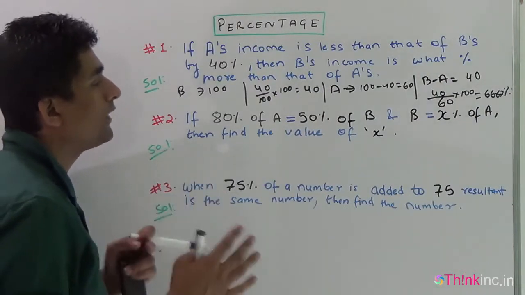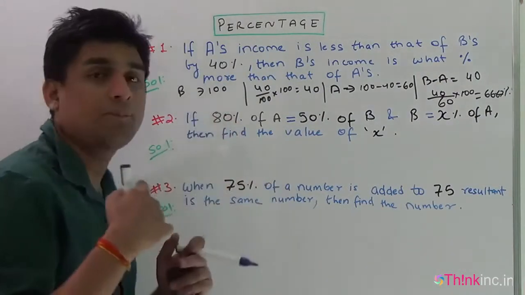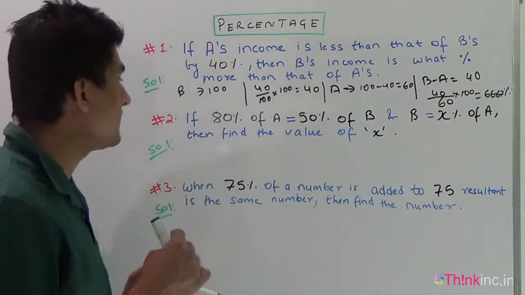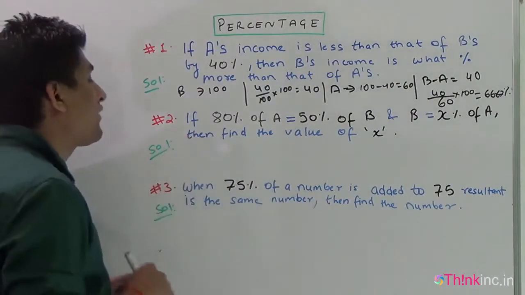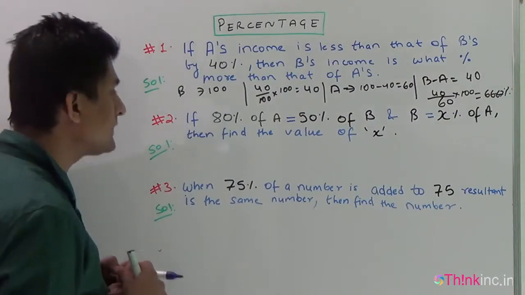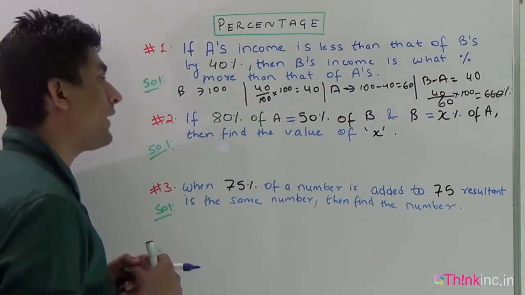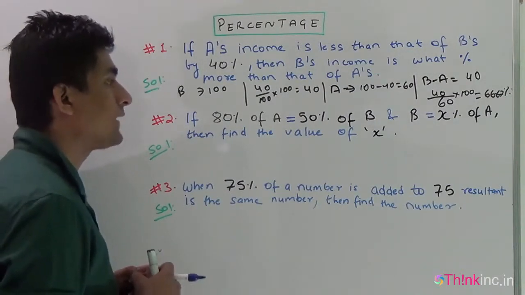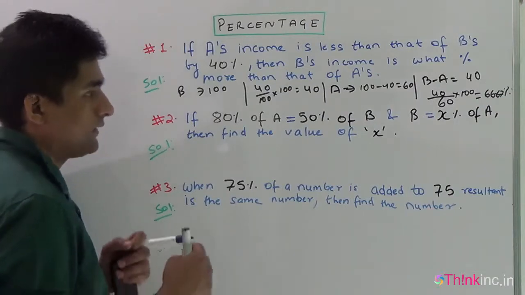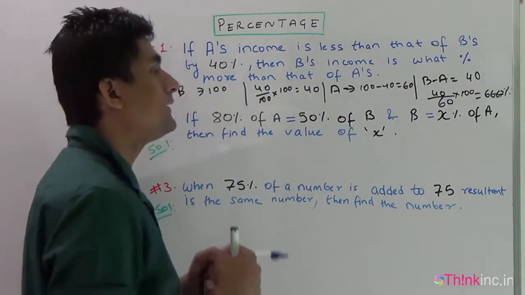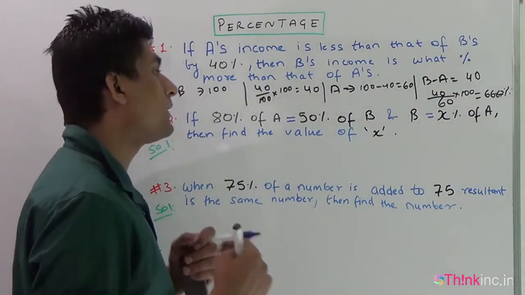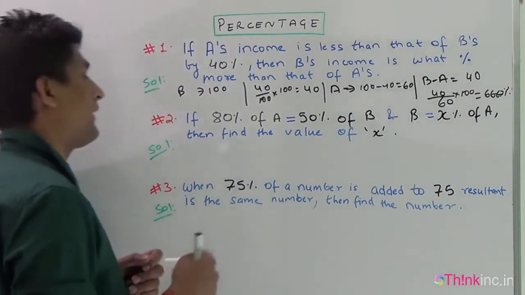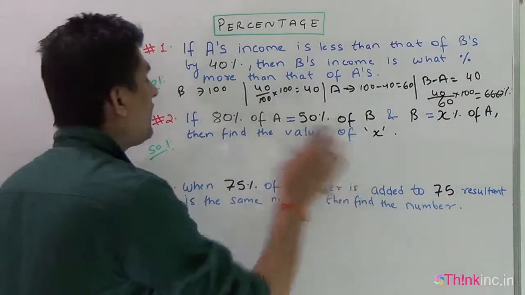This question should be clear to you because this question will develop the base for solving all the other questions. Okay, now I'm moving to the second question. The question says: if 80% of A is equal to 50% of B, and the second relation given is that B is equal to X percent of A, then you have to find the value of X.